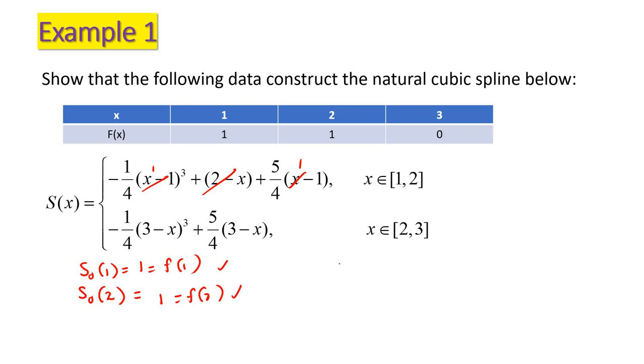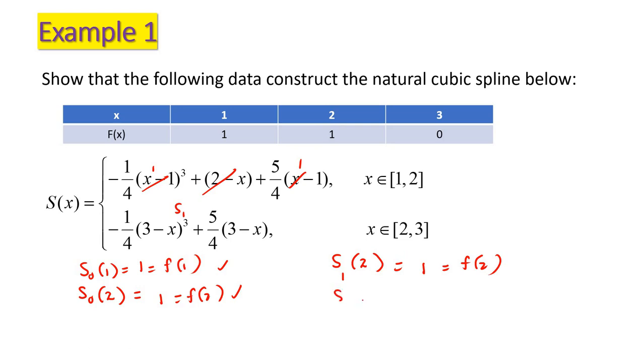And then you may also show S1(2). S1 is the second function here. Plug in 2 into the second cubic spline function, S1. When x is 2, this is 3 minus 2, this is 1. So negative 1 over 4, 3 minus 1, this is 2. So negative 1 over 4 plus 5 over 4, which is equal to 1. So it's equal to f(2), you get 1.